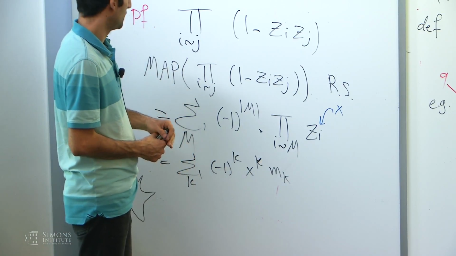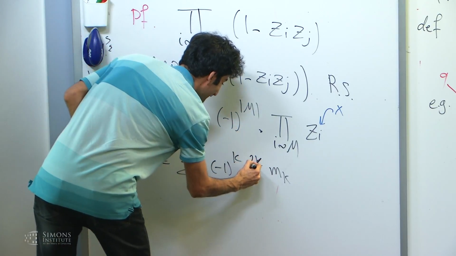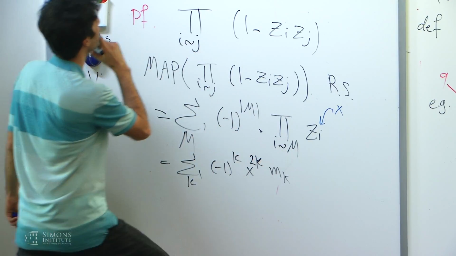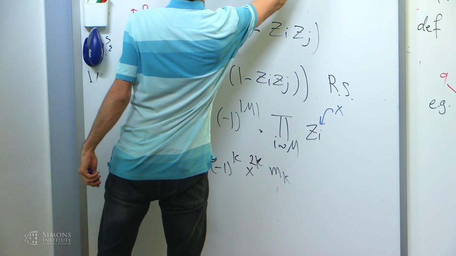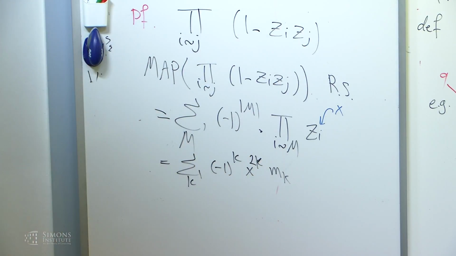It should be x to the 2k. Yes, there is a 2k here. Okay, good. I missed that.